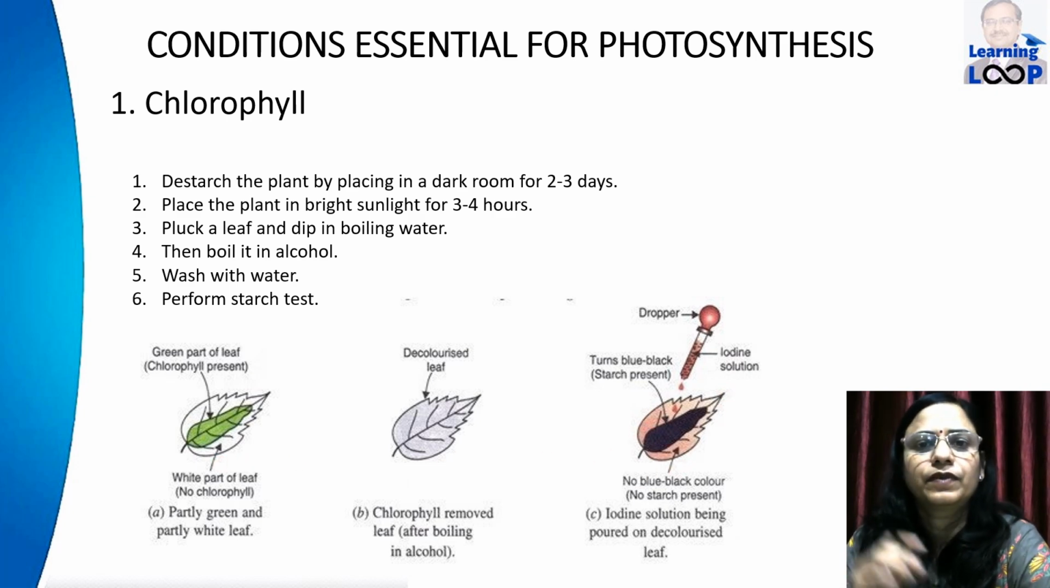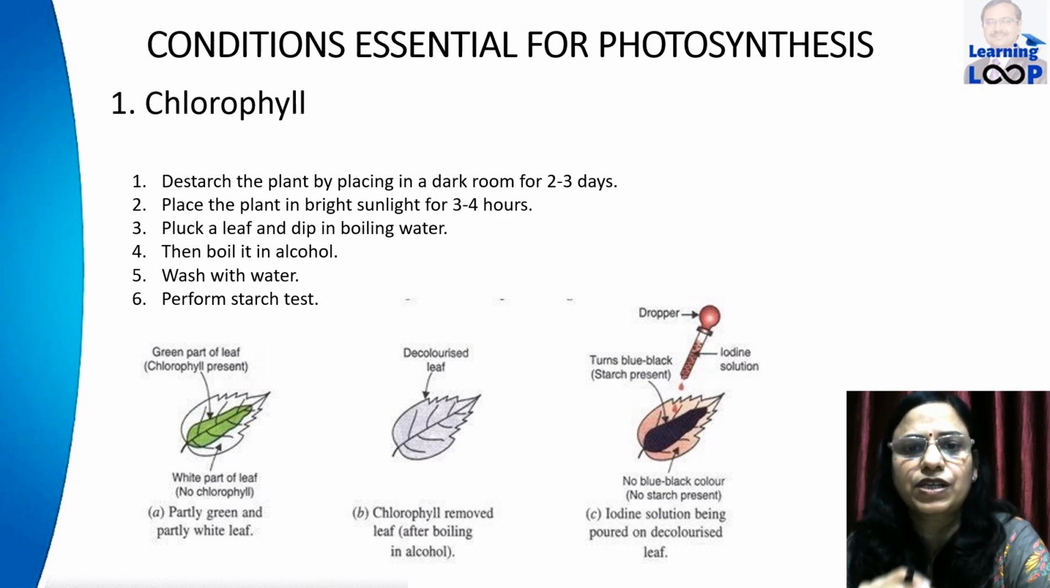So what does this show? This shows that starch was present only in that part of the leaf where chlorophyll was present. Where there was no chlorophyll, there was no starch. So this shows that photosynthesis happens only where chlorophyll is present.